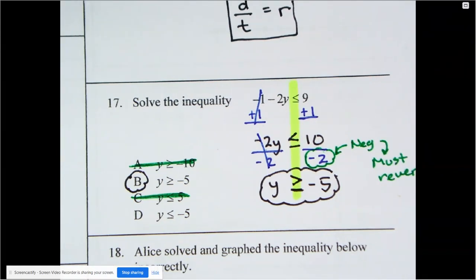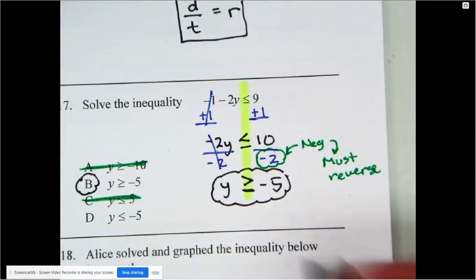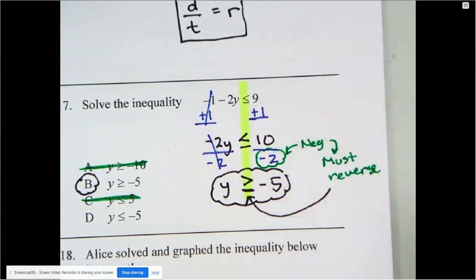All right, one more on this page where we are basically going to do the exact same thing, but there's a difference. So hopefully you're caught up with the writing on this one. So yes, we have to reverse it, right? That's what we did right there. We reversed that symbol because of the negative.